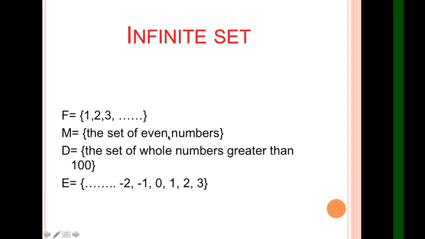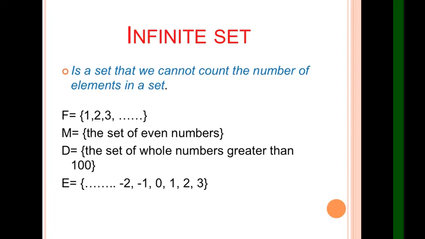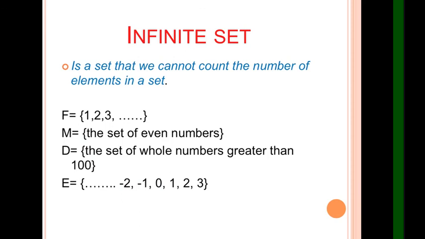The set of even numbers, again, there are so many even numbers, right? And then the set of whole numbers greater than 100, and there are so many whole numbers greater than 100. And then for this one, there is an ellipsis here below negative 2. So ano ba yung mga numbers yan? So marami. And these are examples of infinite set. In short, it's a set that we cannot count the number of elements in a set. So we cannot count them.